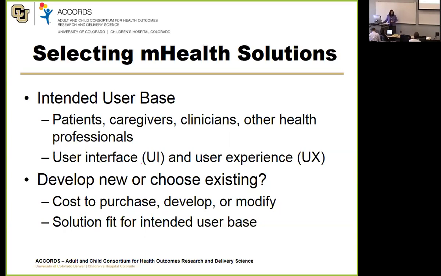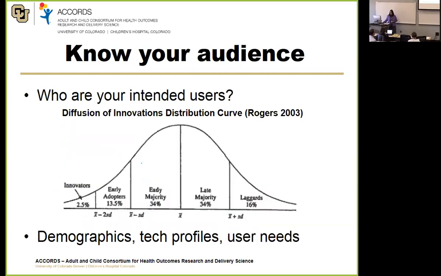Making that decision can be really hard. Lots of times researchers in this field, you're researchers because you have new ideas and you have new things that you want to try and test. But there are cost factors involved in how much it may take to build something from the ground up all the way to where it's functional in the way that you need it to be for the work that you're trying to do. And you need to think about whether or not the solution fits the intended user base. So, who are your intended users?